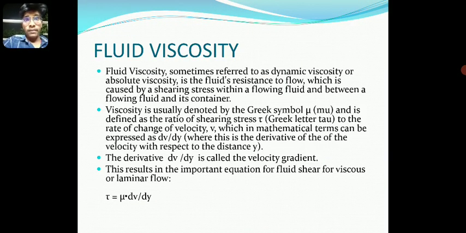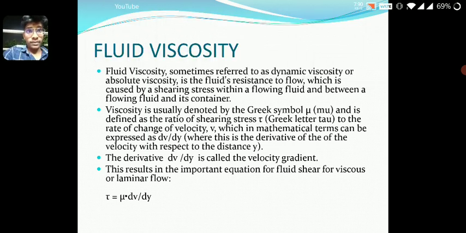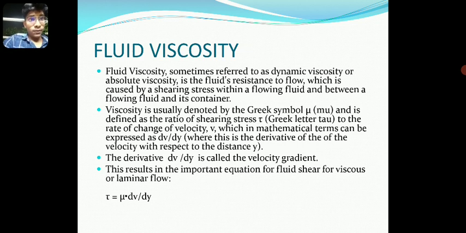Fluid viscosity is sometimes referred to as dynamic viscosity or absolute viscosity. It is a fluid's resistance to flow, which is caused by shearing stress within a fluid and between a flowing fluid and its container. Viscosity is usually denoted by the Greek symbol mu, and it is defined as the ratio of shearing stress tau to the rate of change of velocity v, which in mathematical terms can be expressed as dv/dy. The derivative dv/dy is called the velocity gradient.